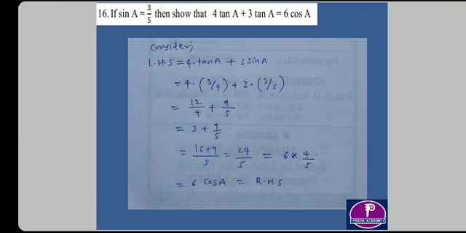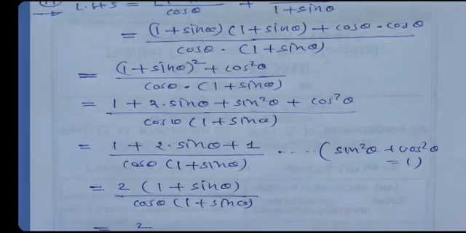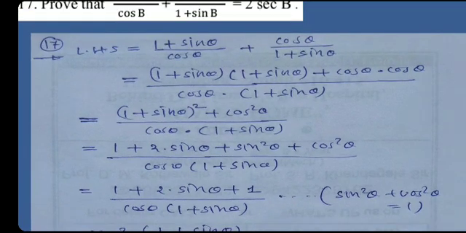So this is RHS. Okay, the next is prove that 1 plus sin B upon cos B plus cos B upon 1 plus sin B is equal to 2 sec B. So here first take the addition of these two fractions, so it becomes 1 plus sin theta into 1 plus sin theta plus cos theta into cos theta upon cos theta into 1 plus sin theta. Okay, so it becomes 1 plus sin theta bracket square, cos into cos becomes cos square theta, in the denominator it is cos theta into 1 plus sin theta.